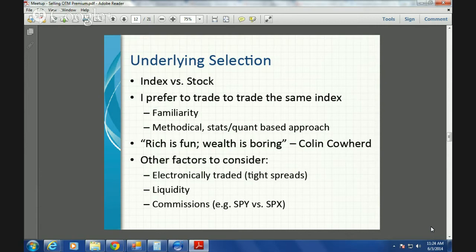Other factors to consider around underlying selection are, is it electronically traded, which I mentioned again. It's going to give you tighter spreads. It's going to give you a better sense of where the market really is at. Liquidity.